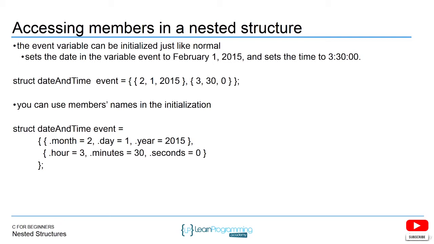And here we just create the event, and then inside the curly braces, we use the dot operator. We say dot month equals 2, comma dot day equals 1, comma dot year equals 2015. And that is only going to specify the date initialization. If we wanted to specify the time initialization, we again use the dots for each member name, dot hour, dot minutes. And we could switch the order around, right? We can say dot seconds equals 0 first, and then dot minutes equals 30, and then dot hour 3 would be last. The order does not matter. And then we end it with a semicolon and the right curly brace.